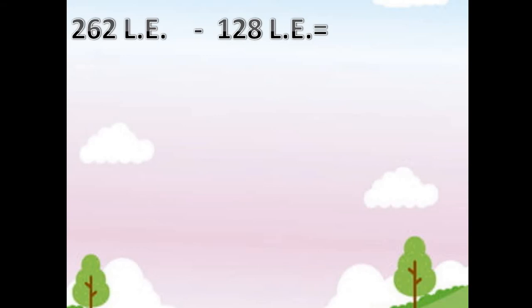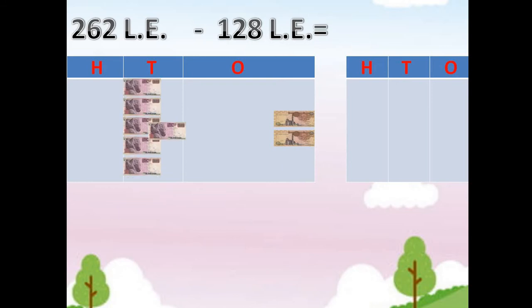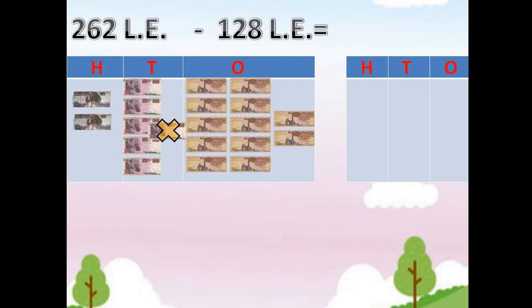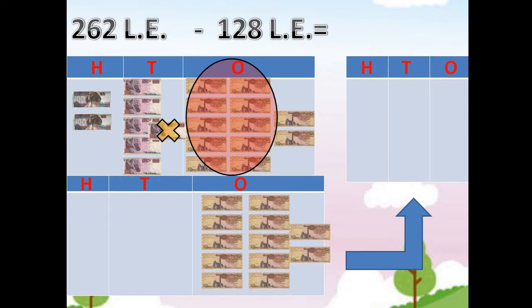Another example, 262 minus 128. I have to draw the place value money mat, and now I have to represent the big number, which here is 262. So I will draw in the ones 2 pounds, and in tens 6 tens, and in hundreds 200. Okay, I can't take 8 from 2, so I have to make regrouping. I will go to the tens, and I will take 1 ten from here and put it in the ones place as 10 ones. So all we have now in the ones will be 12 in the ones, 10 and the 2.